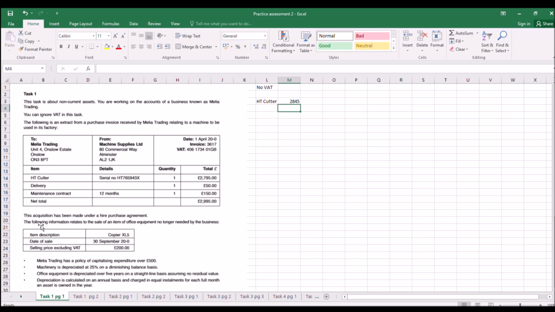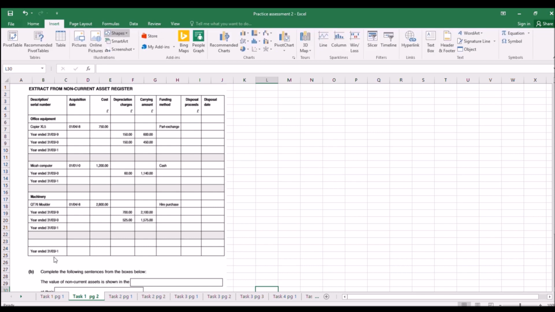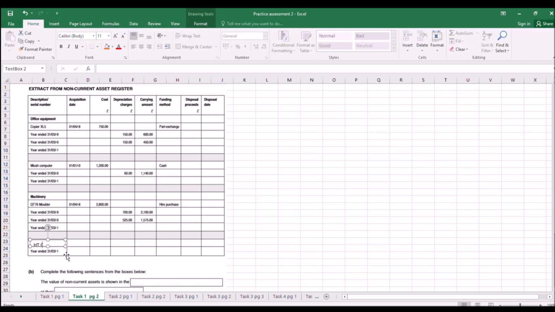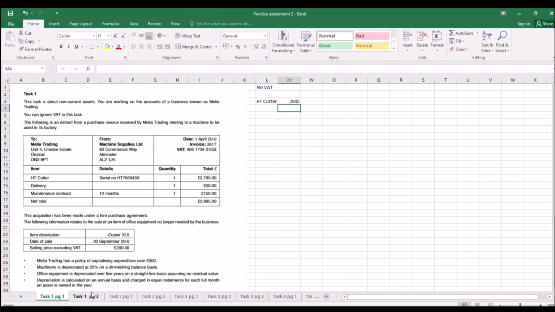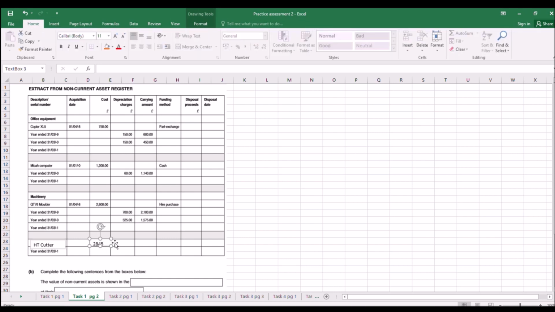Actually, let's just drop that in now into our fixed asset register if we've got it here rather than sliding back. It'll be somewhere at the bottom, won't it? Here we go, like that. Okay, so we're going to have HT cutter in there. And we're going to have the cost of it, 2845. We may as well start dropping these things in now beforehand in any case. Let's just have a look at the way in which they do it.